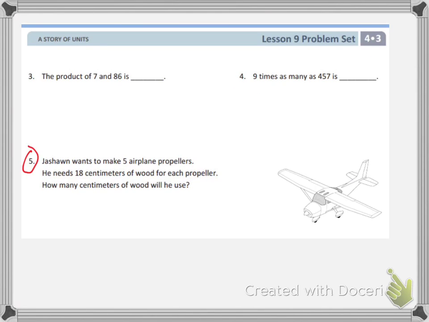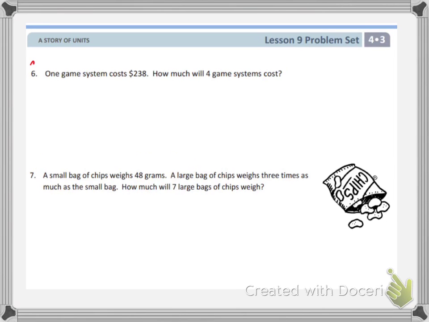And number 5, Jason wants to make 5 airplane propellers. He needs 18 centimeters of wood for each propeller. How many centimeters of wood will he use? Try using the standard algorithm. Number 6, one game cost $238. How much will 4 games cost?